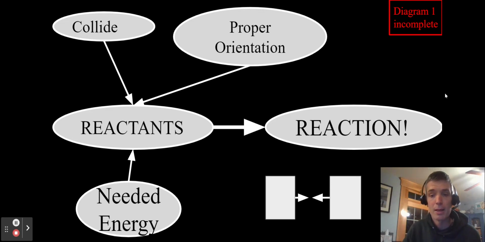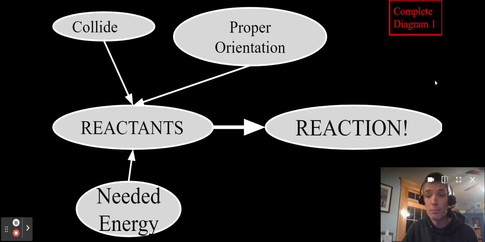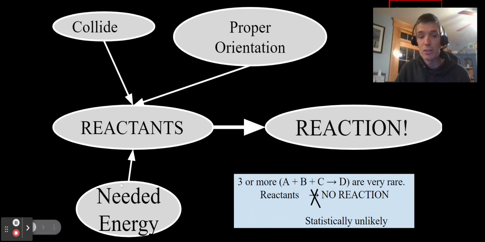Now the thing is, once you start to bring in more than two things that need to hit, it becomes really, really statistically improbable that they're going to do this correctly. With reactions where three or more things need to hit, mathematically it becomes improbable. So we're mainly concerned with two reactants, basically.